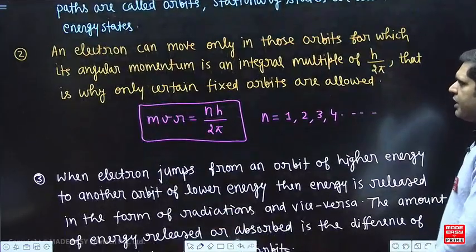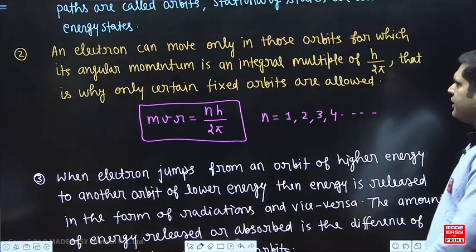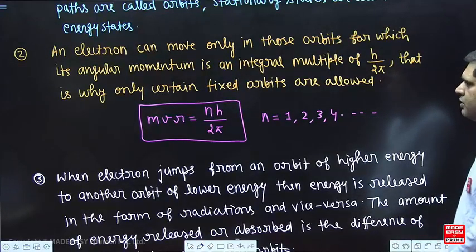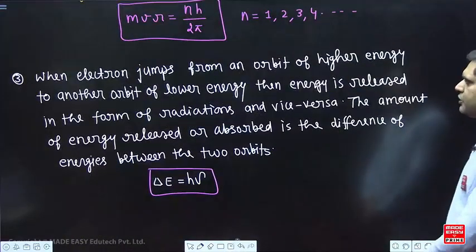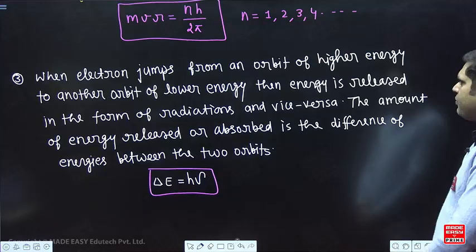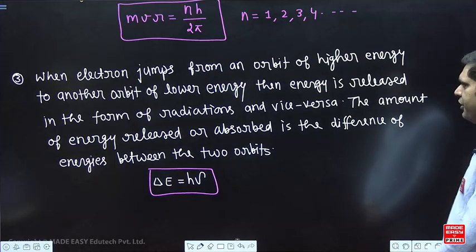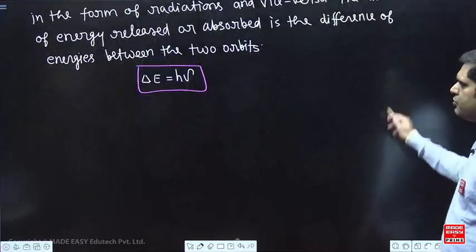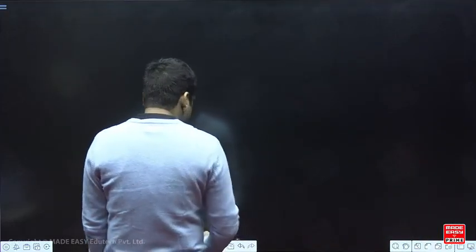Second statement is giving an electron can move only in those orbits for which its angular momentum is an integral multiple of h by 2 pi. That is why only certain fixed orbits are allowed. Third, when electron jumps from an orbit of higher energy to another orbit of lower energy, then energy is released in the form of radiations and vice versa. The amount of energy released or absorbed is the difference of energies between the two orbits. So this is all about the Bohr's model.